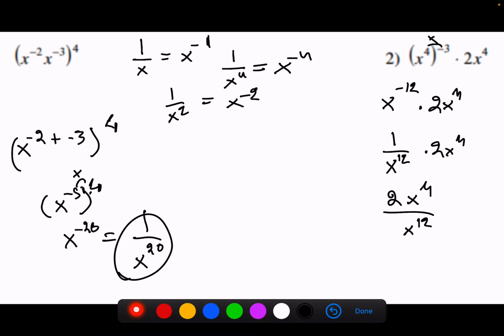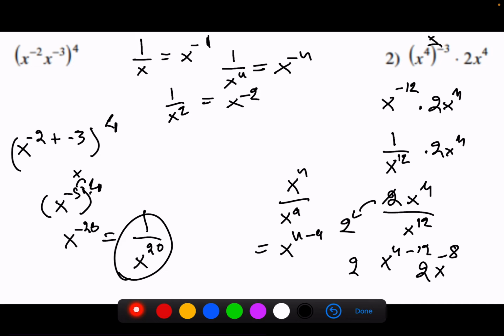If we have division, x to the n over, let's say, x to the a, that is equal to x to the n minus a. So if I bring 2 out for now, I'm going to have x to the 4 minus 12, times 2. 4 minus 12 is negative 8. So this is the same thing as 2x to the negative 8, which I can rewrite as 2 over x to the 8th. And that should be my answer over here. Now let's move on to the next problem.